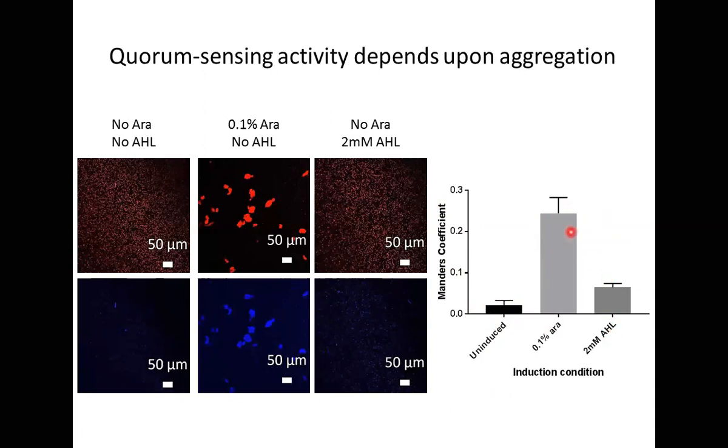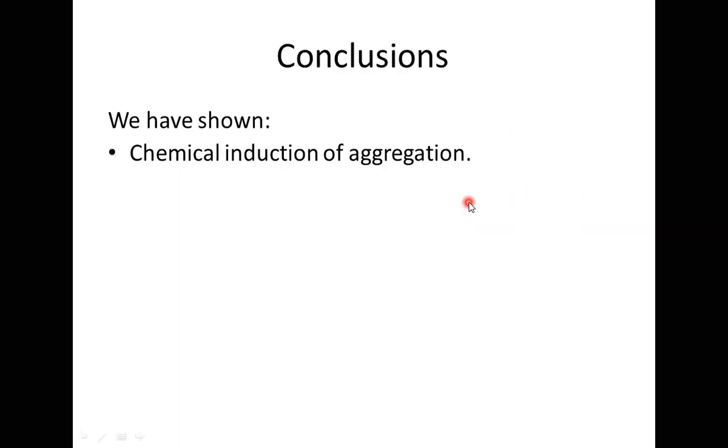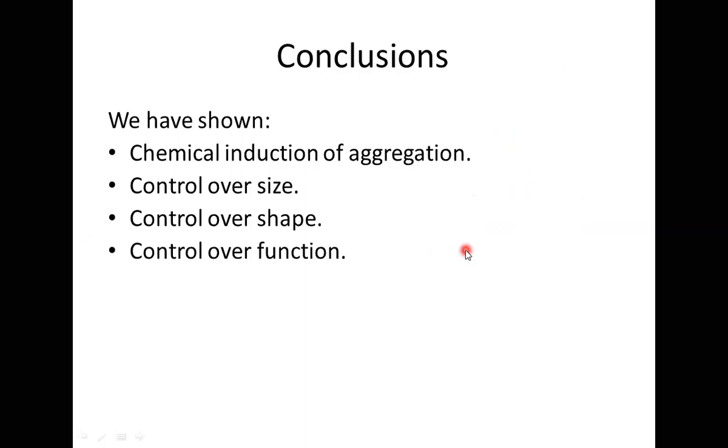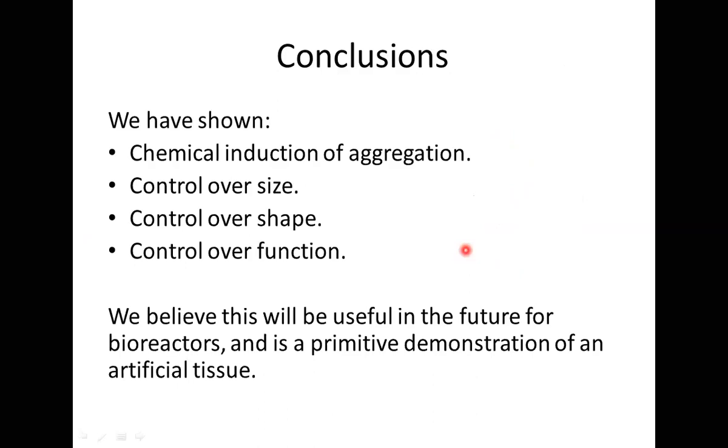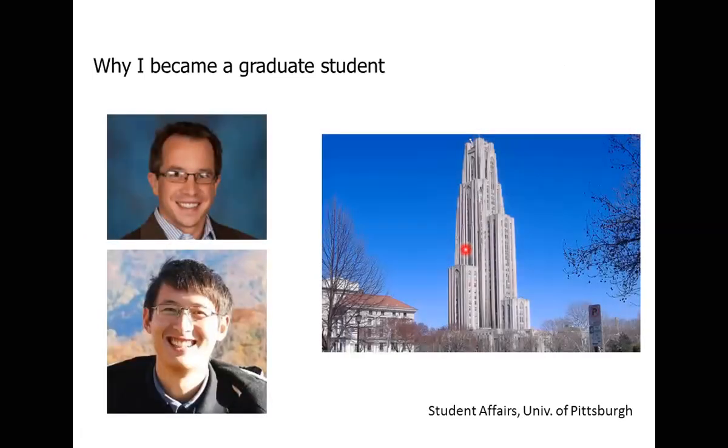We were actually a little bit baffled as to why this number here is lower than this number. It could just be an artifact of the fact that it is a lot easier to see an overlay of pixels when the cells are together. But this difference is, we are convinced, real. We'll see if the reviewers are convinced as well. So what we've shown is chemical induction of aggregation, control over size, shape, and function in those aggregates. And we believe that this will be useful in the future for bioreactors, and this is a primitive demonstration of an artificial tissue.